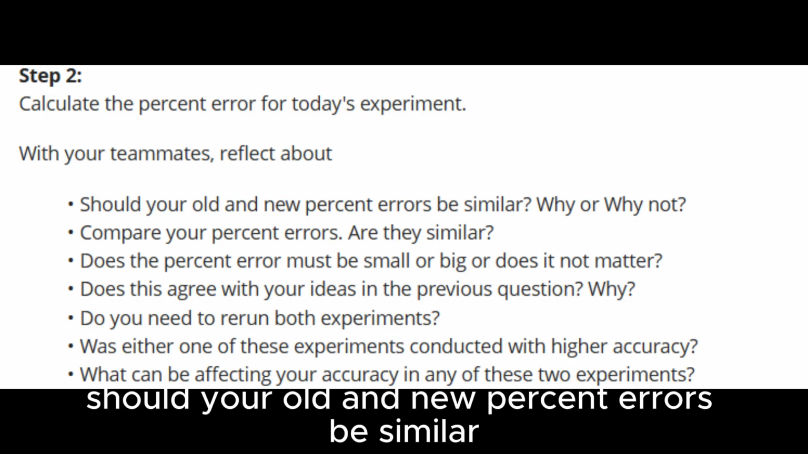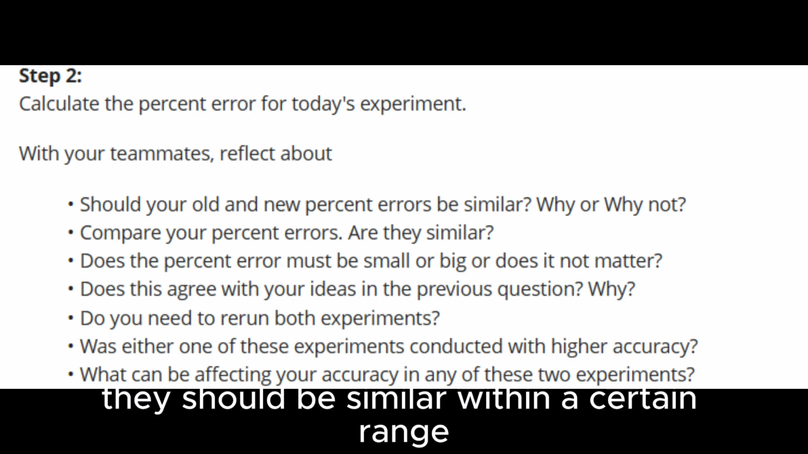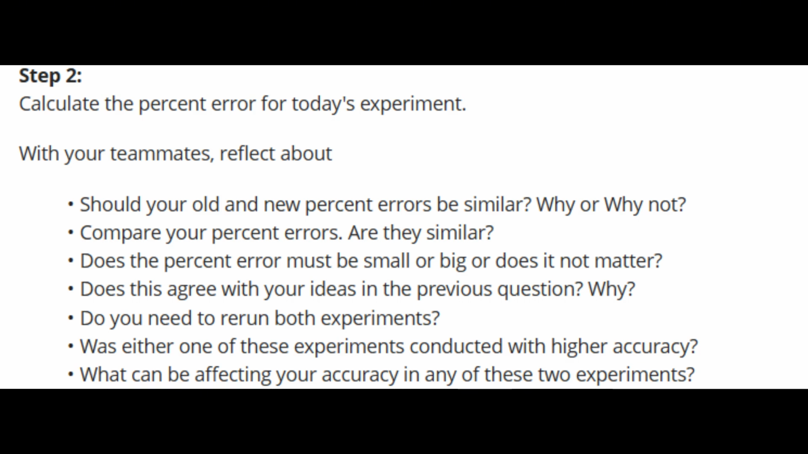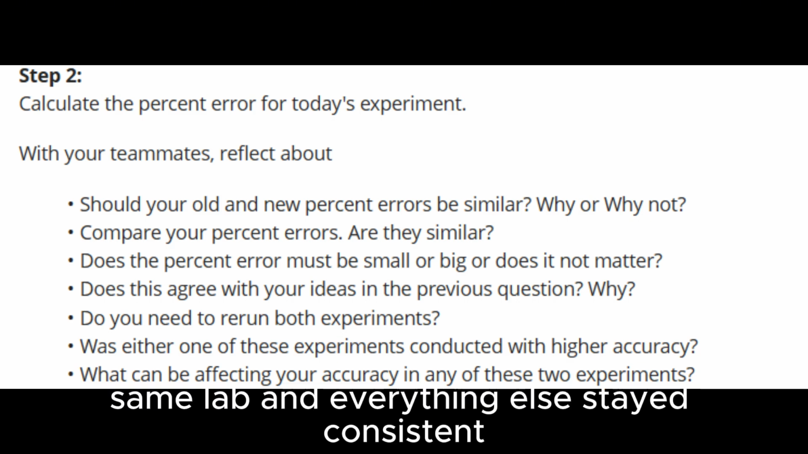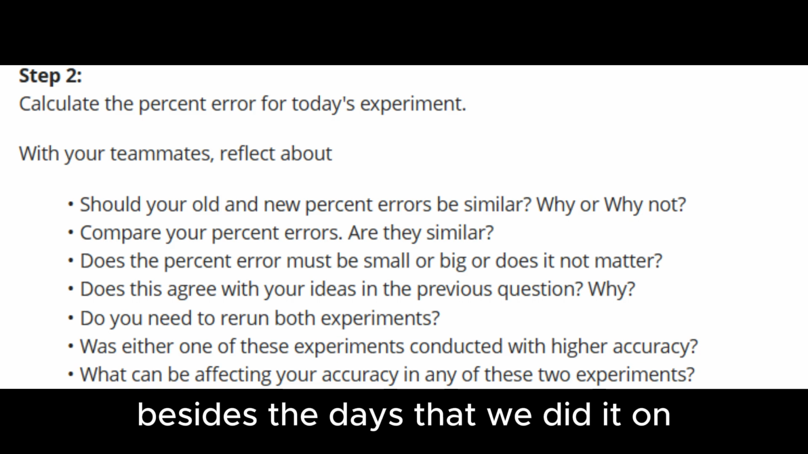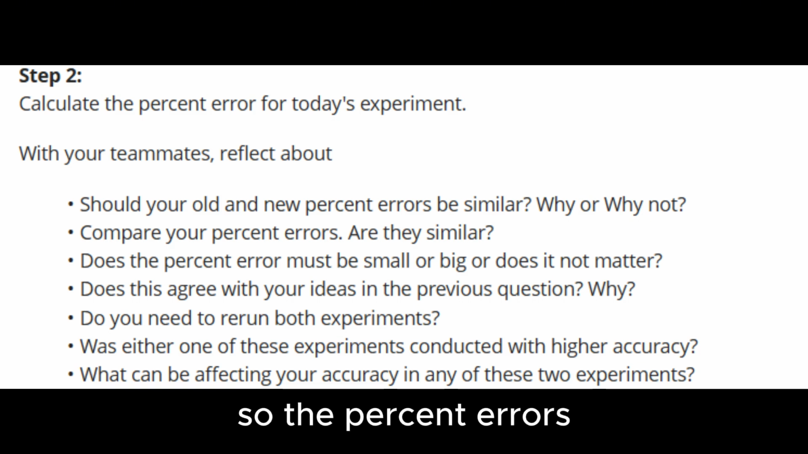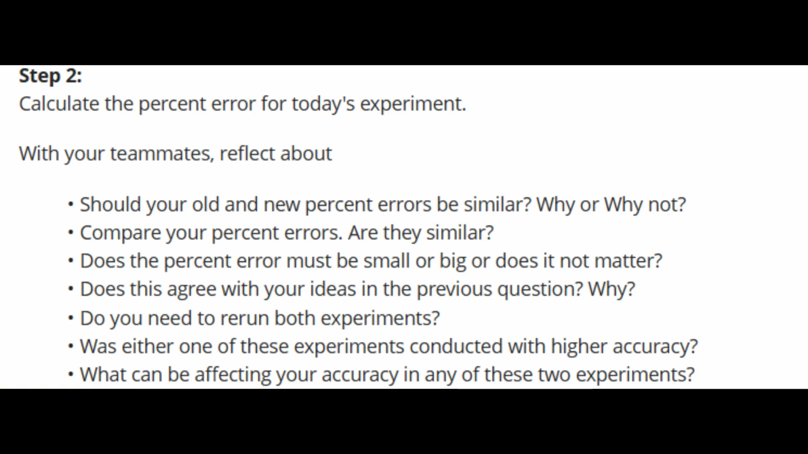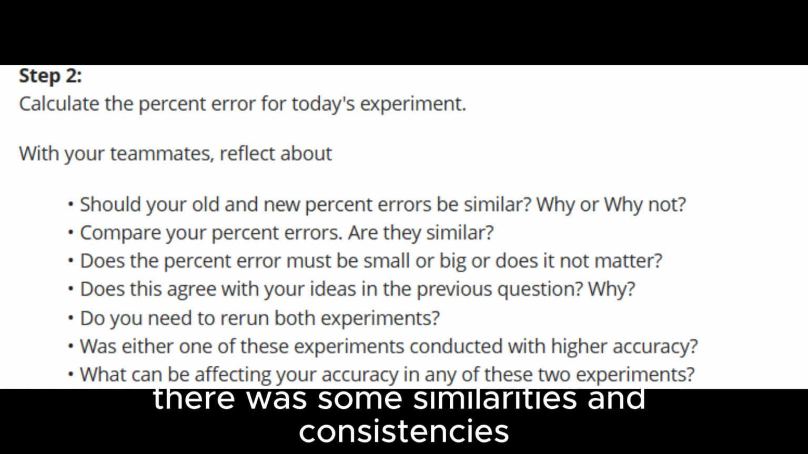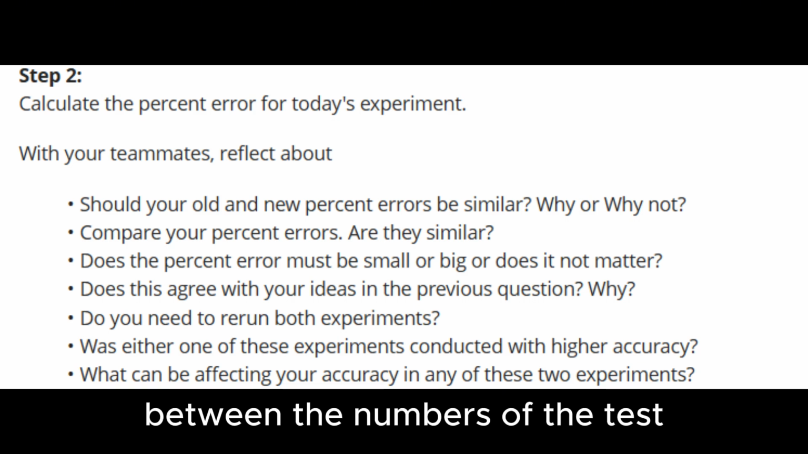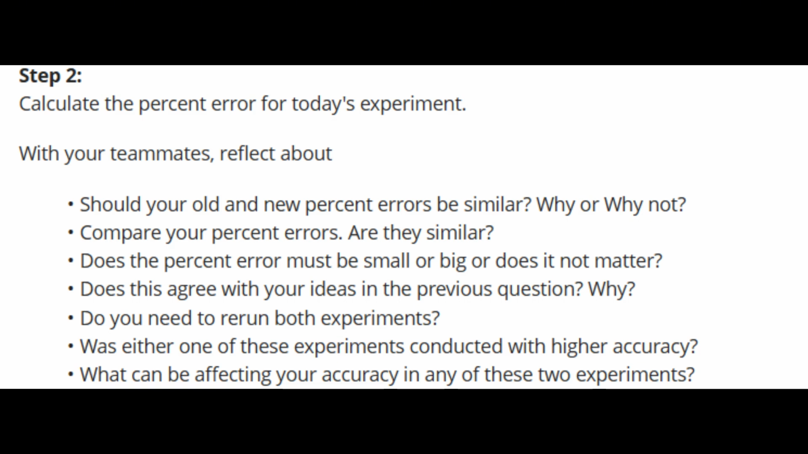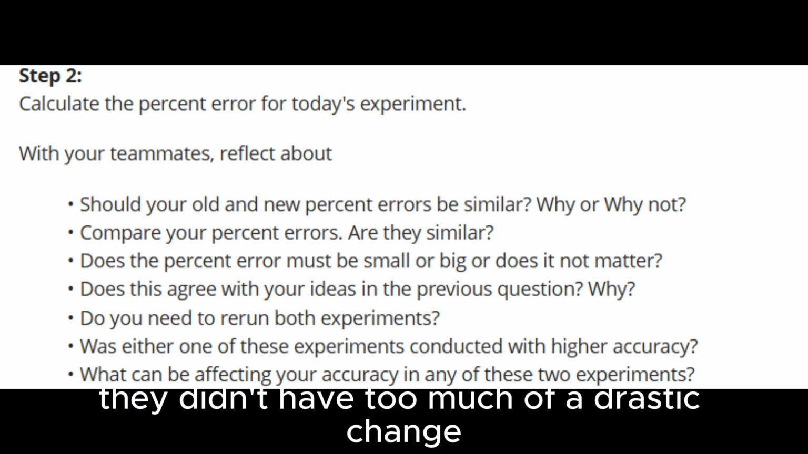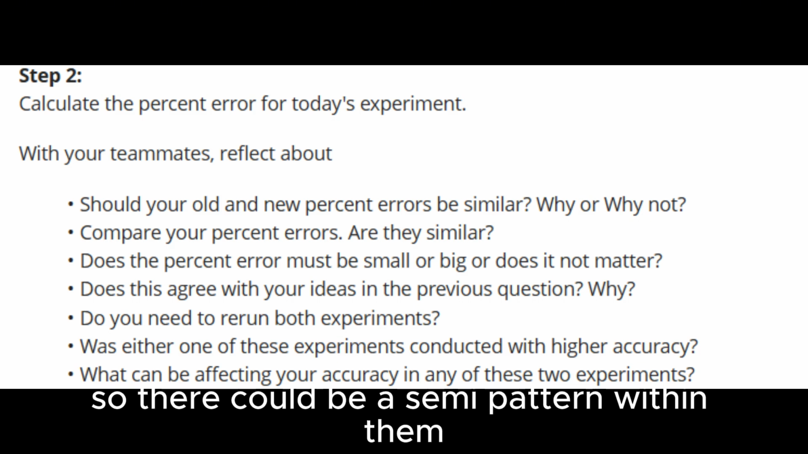Should your old and new percent errors be similar? Why or why not? They should be similar within a certain range. We did use the same materials, same lab, and everything else stayed consistent besides the days that we did it on. So the percent errors shouldn't be too drastically different from each other. Comparing our percent errors, there were some similarities and consistencies between the numbers of the test. They didn't have too much of a drastic change, so there could be a semi-pattern within them.